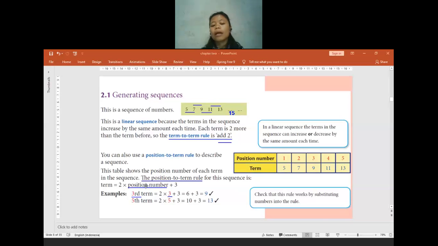This is 2 times position number plus 3. So it will be 2 times 3 plus 3. How do I get 3? Because I need to find the third term. Because it is the third term, the position number will be 3. If I want to find the fifth term, the position number will be 5.